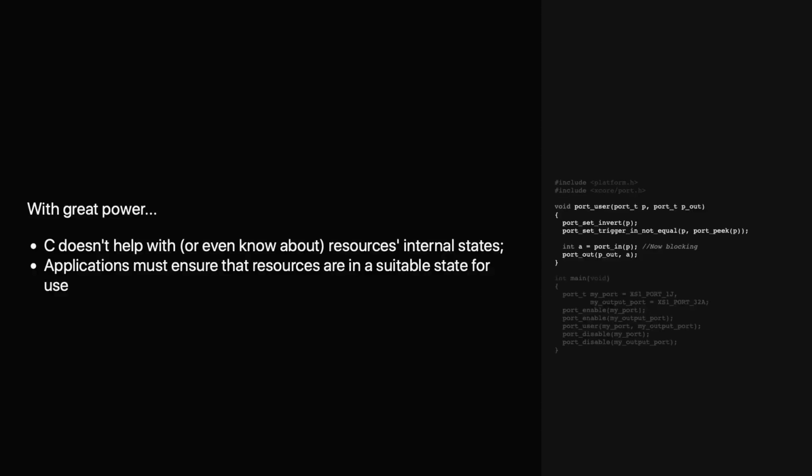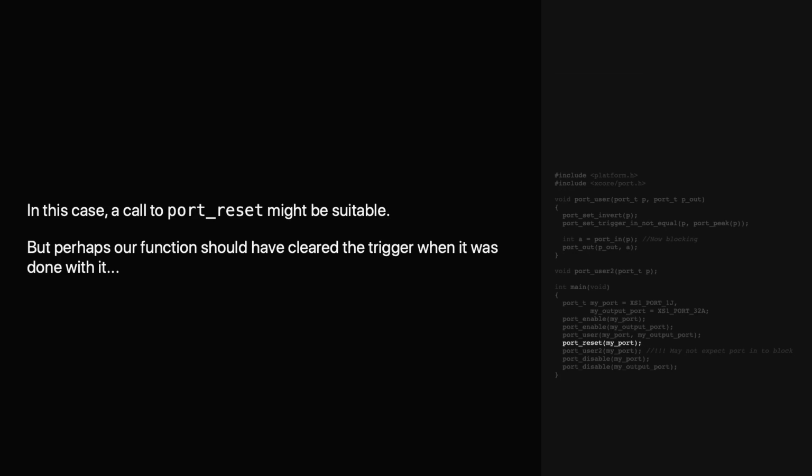We've seen that it's possible to freely configure our resources using C, but with great power comes great responsibility. The C language doesn't keep track of the state of our ports. In fact, it doesn't know anything at all about the internal state of resources. So it's up to the application to ensure that the resources are in a suitable state when they're used. If we look at the previous example, we set a trigger on the port, which changed its behavior. If we pass that port to another function, it might not expect it to have a trigger. We could just call port reset to clear its configuration, but maybe our previous function should have cleared up after itself. There's no one-size-fits-all solution here, and you should consider a model you want to stick to when passing resources around.